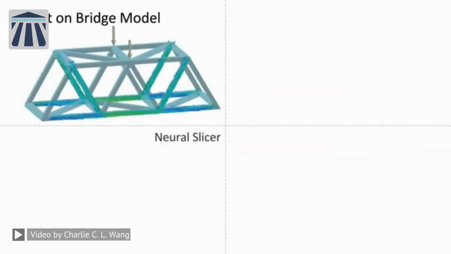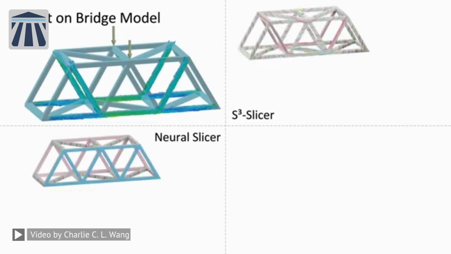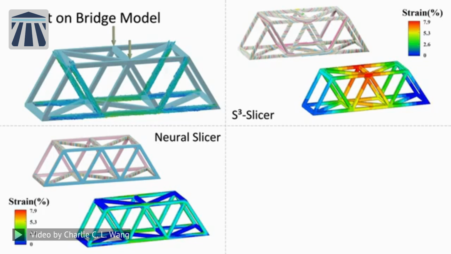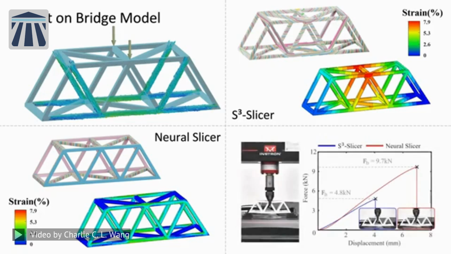The comparison between our neural slicer and the S-cubic slicer is conducted on the bridge model with the requirement of strength reinforcement. Both slicers can successfully generate curved layers. Finite element analysis with anisotropic material properties is conducted to compare the strain distributions. In the 3-point bending test, the result generated by our neural slicer gives a breaking force that's doubled.